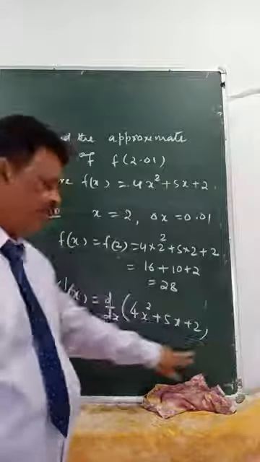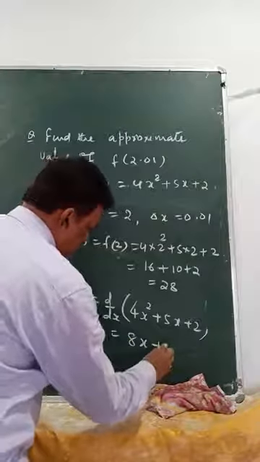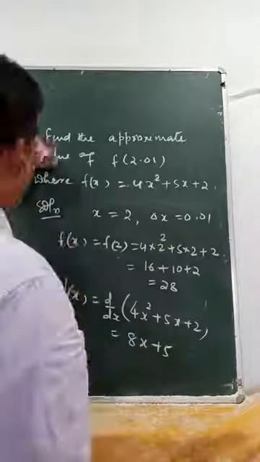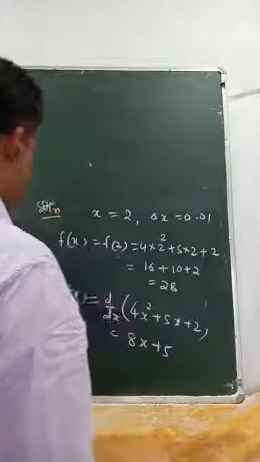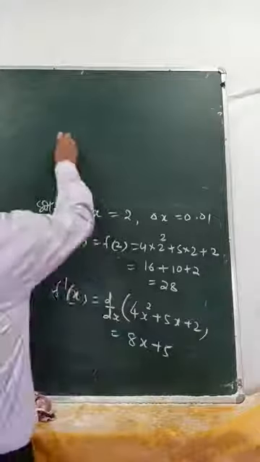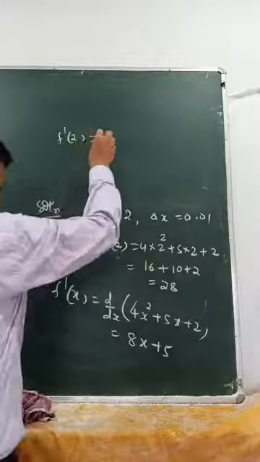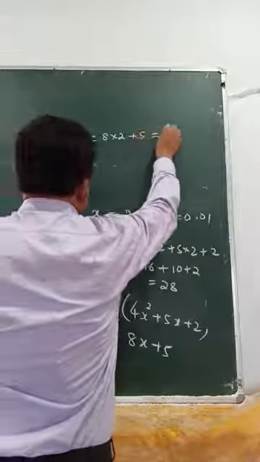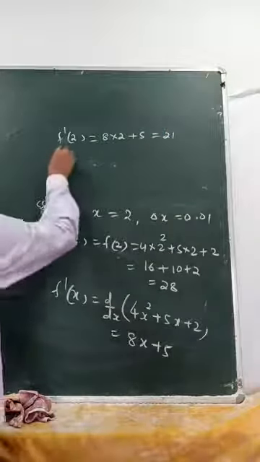Derivative part. So that will be 8x plus 5. Now because x is given as 2, you find f dash 2. That is 8 into 2 plus 5, which is 21. Okay, everything you got.